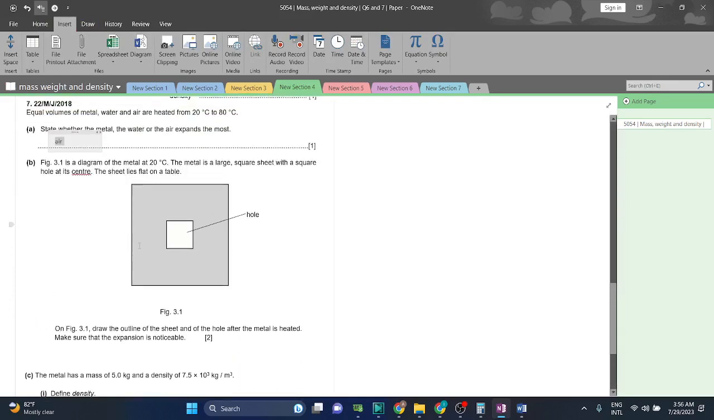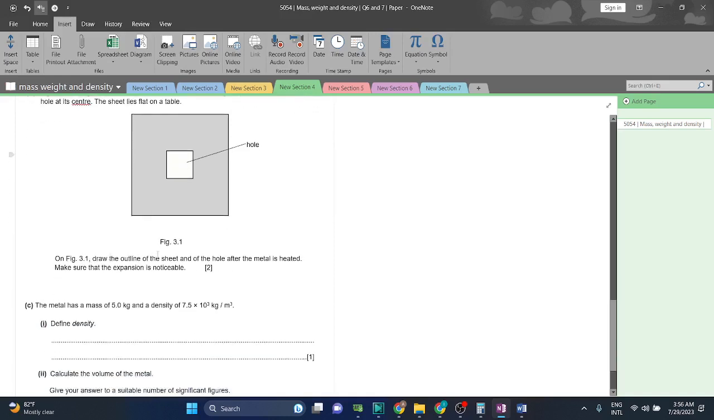B. Figure 3.1 is a diagram of metal at 20 degrees Celsius. The metal is a large square sheet with a square hole at its center. The sheet lies flat on the table. On figure 3.1, draw the outline of the sheet and of the hole after the metal is heated. Make sure the thermal expansion is shown.